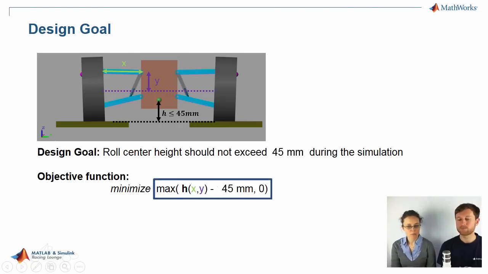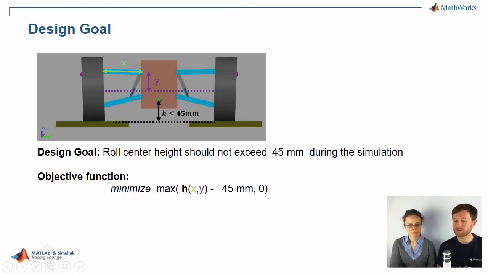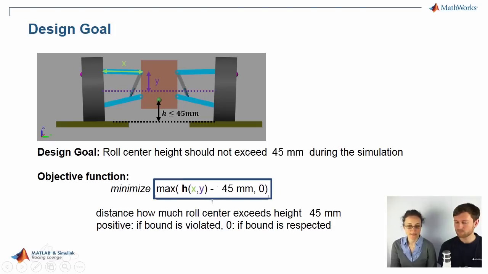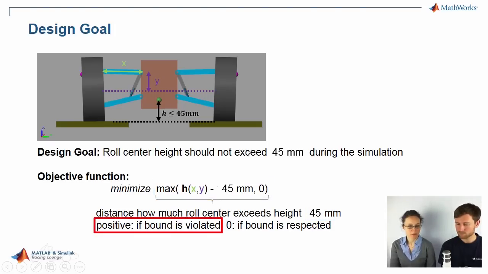So by taking the maximum of that expression and 0, I would neglect everything that is negative. So how I read the term within the brackets is: I take either the first thing or 0? Yes. So this is now the distance of how much the roll center exceeds this height, because it will be positive if the bound is violated, then it will be that value. And otherwise it would be 0.